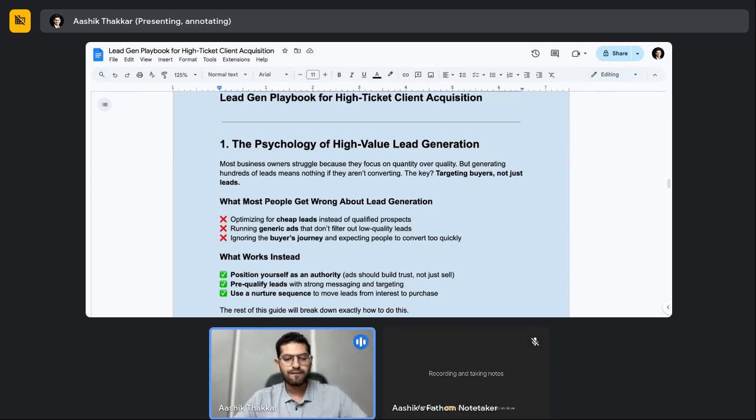So you have to have a nurture sequence to build that trust so that people can at least start knowing you. And during the entire strategic ads phase, they will also at least prefer having a talk with you and learn about what you have to share and things like that. But that's only possible if you have an authority in place and you also position yourself as an authority. Awesome. So the rest of this guide will break down exactly how to do this.